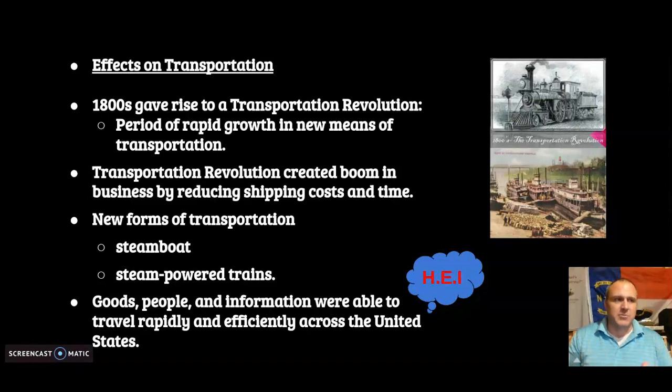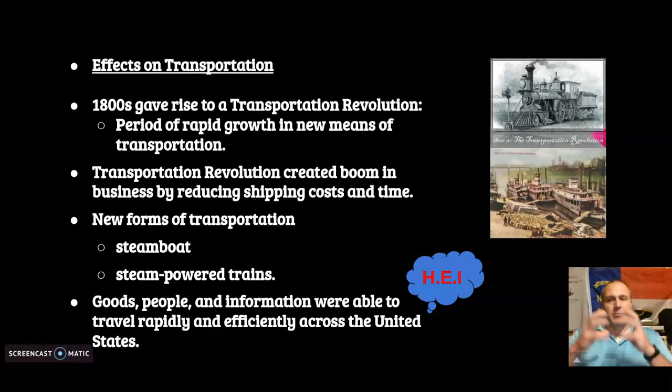But what about transportation? During the Industrial Revolution in the United States in the 1800s, it really gave rise to that transportation revolution, which was a period of growth in new means of transportation. You have to remember, in the 1600s, 1700s, and early 1800s, it's mostly horse and carriage. But in this transportation revolution, two new forms of transportation in particular would be the steamboat and the steam-powered trains.